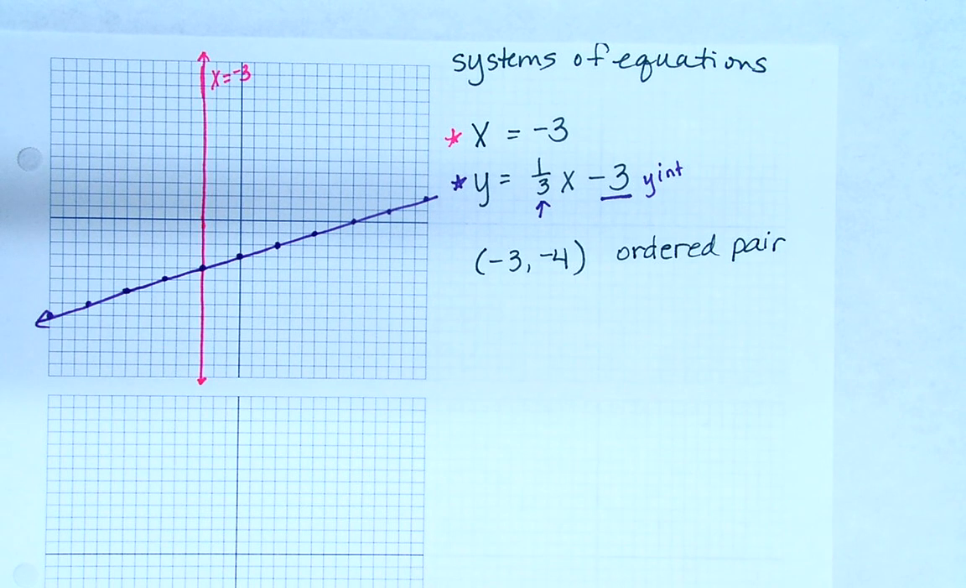Ordered pair. Why is it called a pair? Two variables, x and a y, right? So is it important that we know the x and the y when we're looking for the point of intersection? Yes, we have to know both. Does everybody understand? So in Algebra 1, you learned 3 different ways to solve a system of equations.